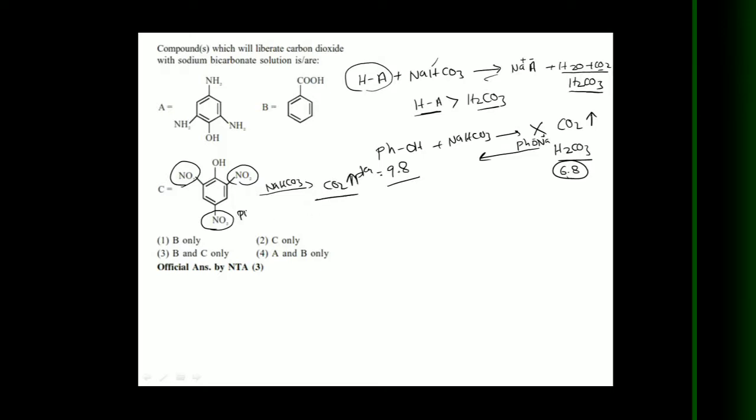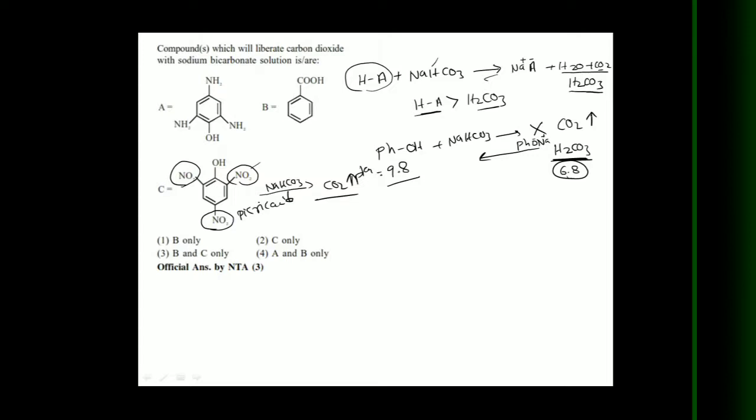It's nothing but picric acid. It is more acidic than the carbonic acid. That's why the picric acid can react with sodium bicarbonate. So I am repeating the point. The compound which can react with the sodium bicarbonate must be more acidic than the H2CO3, or aqueous CO2. Then only forward reaction takes place, otherwise backward reaction takes place.